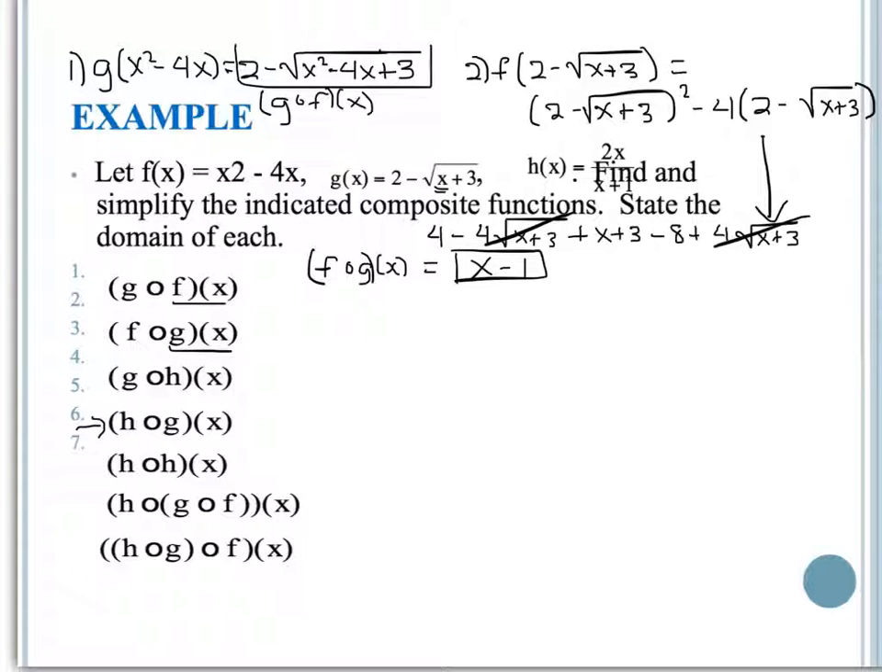I don't really feel like doing all of these, to be perfectly honest. So let's make sure we take a look at h of g of x, and that means I'm going to start with the g function, and that has to go into my h function.